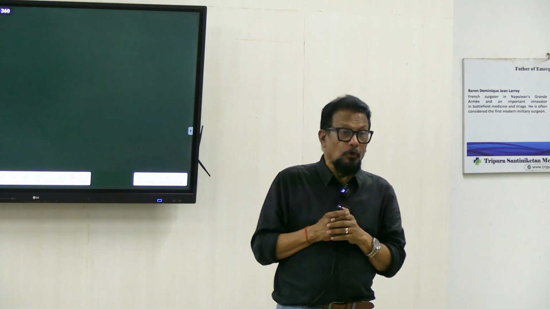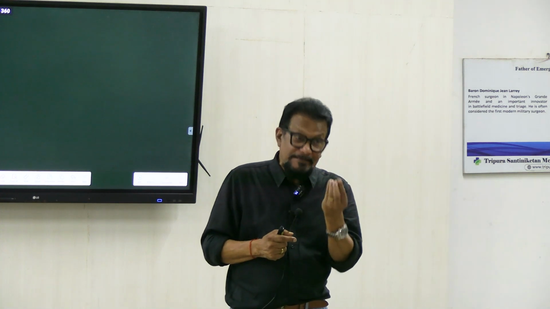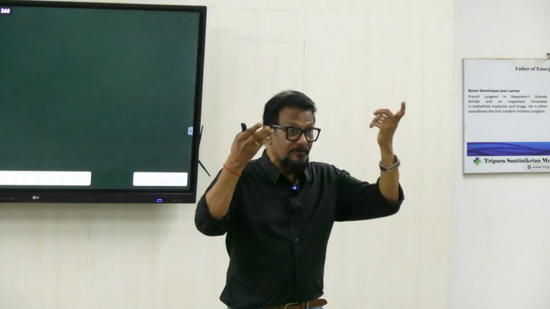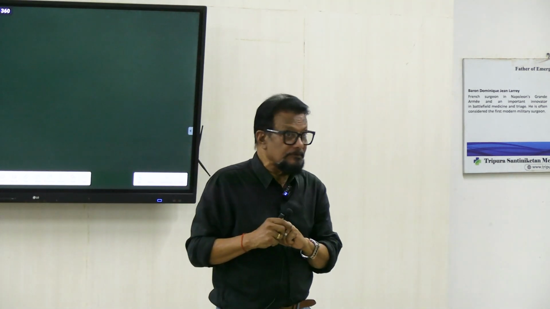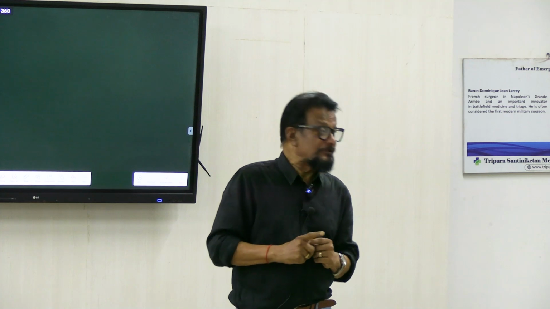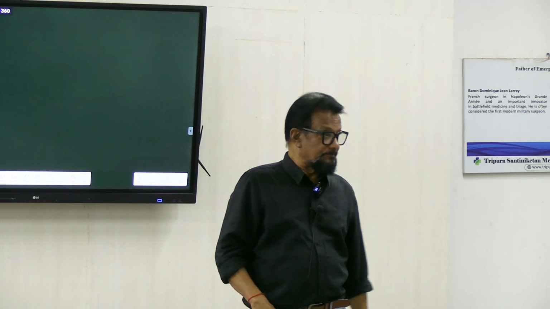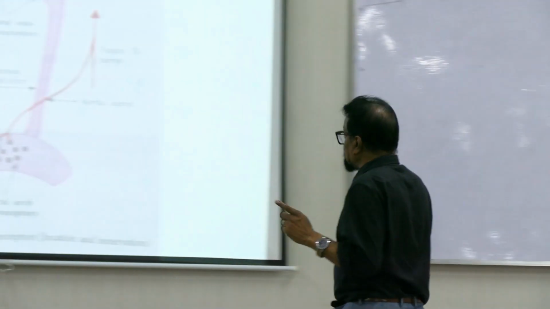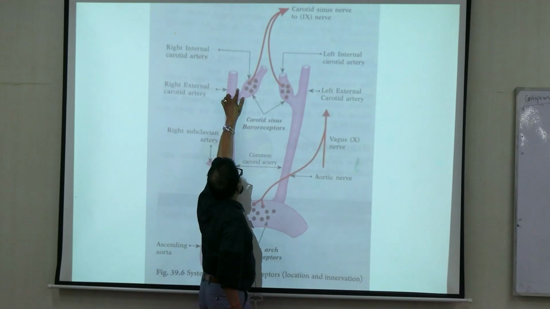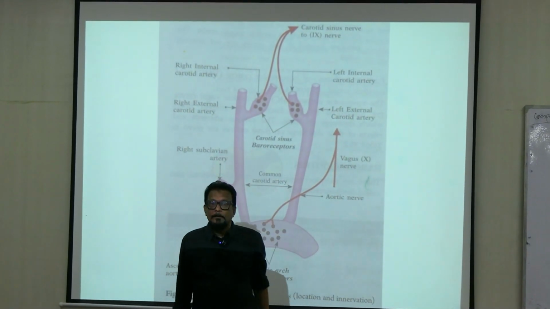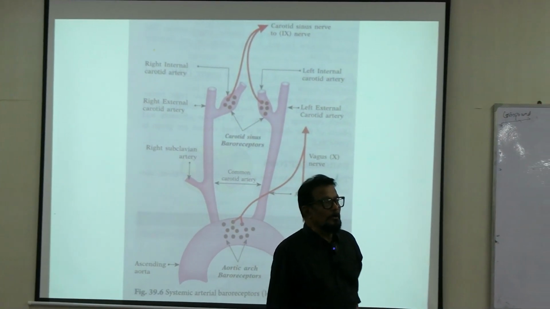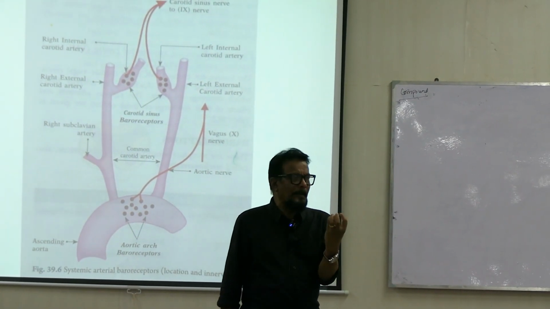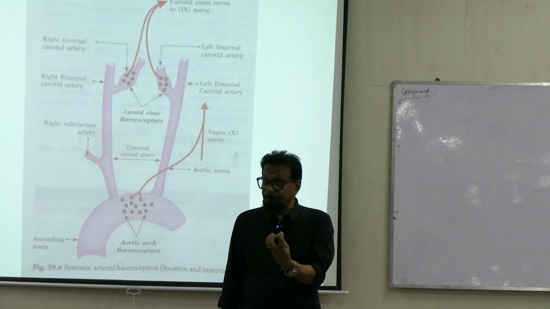Okay, is there any role of these two nerves when there is reduced blood pressure? Blood pressure is low. Now what is to be done? Blood pressure has to be increased. Is there any role of these two nerves? Yes, there is. How is this done? By chemoreceptors. Now you can see here in this location there are some cells. These cells are called the carotid body.